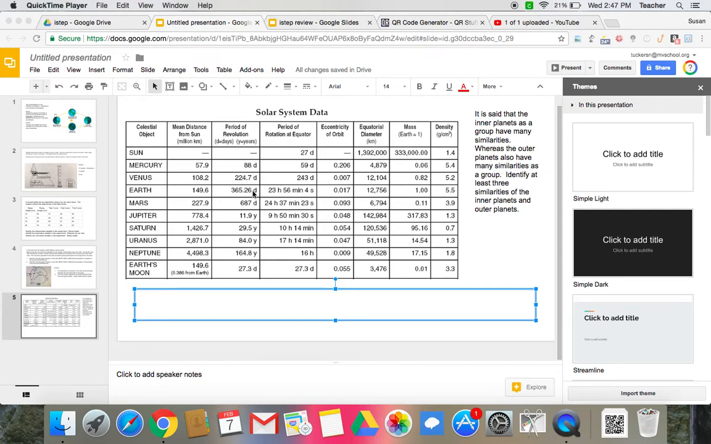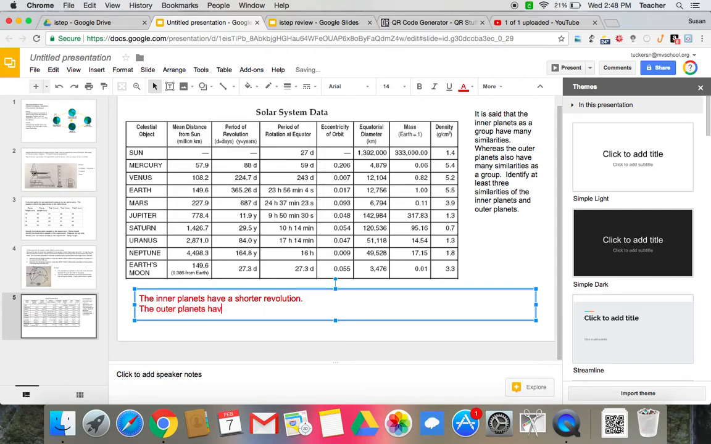For Mercury, Venus, Earth, and Mars, it looks like the planets are able to revolve around the Sun in a matter of different amounts of days. On the other hand, our outer planets of Jupiter, Saturn, Uranus, and Neptune, the data is recorded in years. So that's definitely something worth writing down. So let me see here the inner planets. Whoops, let me get my cursor. The inner planets have a shorter revolution. The outer planets have a longer revolution.